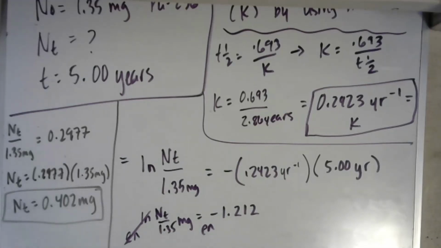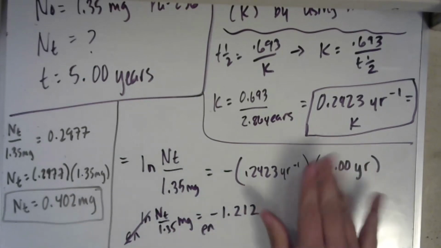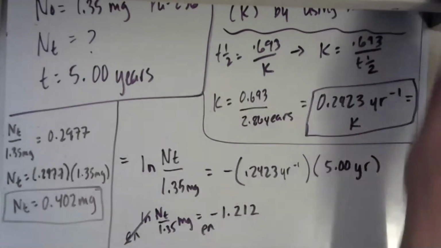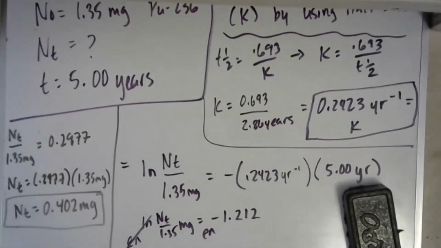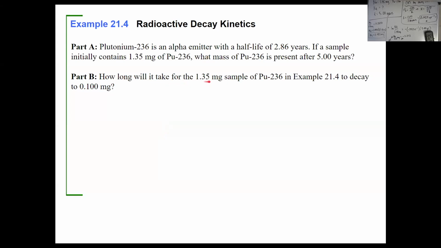Let's look at that second part of the example. In this case, we're using the same plutonium 236, so we're going to be able to keep the same K value for the next part of the question. This asks, though, let me go back to the problem so you can look at it. See here it says, how long will it take for 1.35 milligrams of the plutonium 236 sample to decay to 0.1 milligrams? So now we're going to be looking for a time instead of a final concentration value or a final number of radioactive nucleotide value.